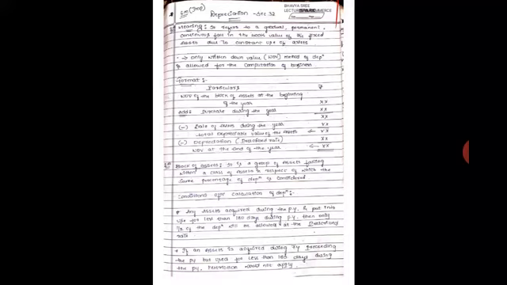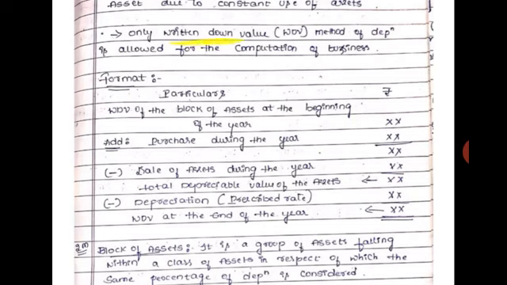The method is allowed for the computation of business income. We are going to follow here the written down value method. There are different methods for the computation of depreciation, like straight line method, annuity method. Here for the computation of the business income, we are going to calculate on the method of written down value method.